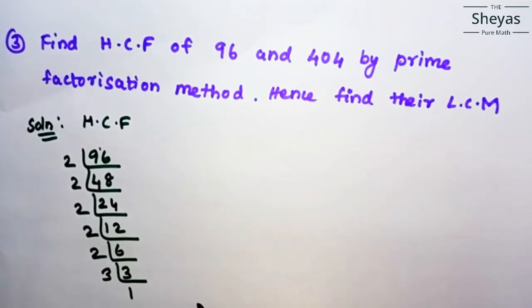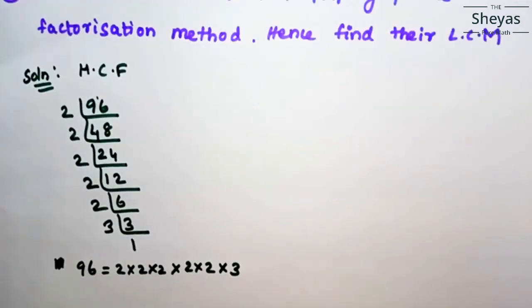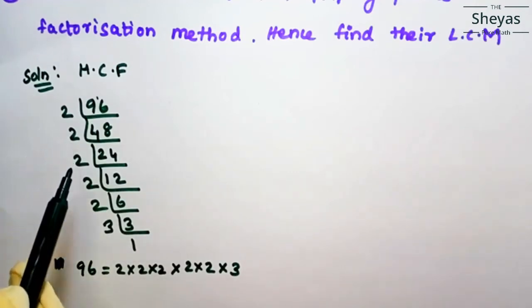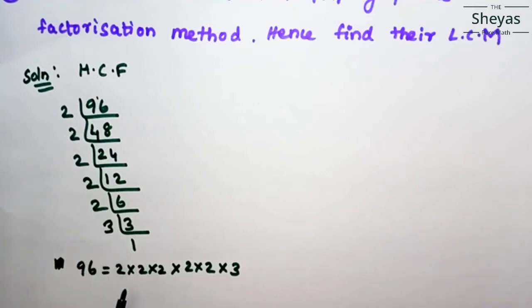So what are the prime factors of 96? 2 into 2 into 2 into 2 into 2 into 3.